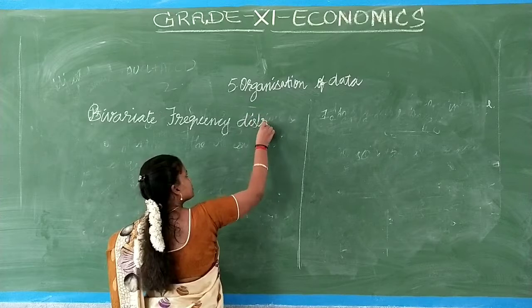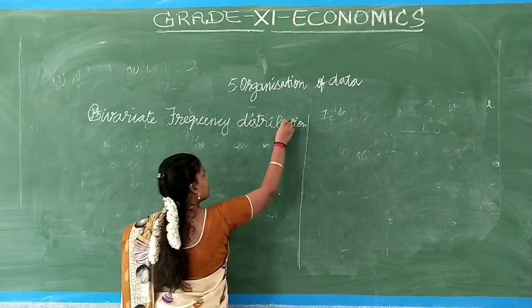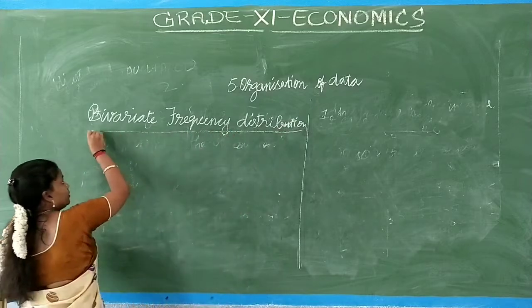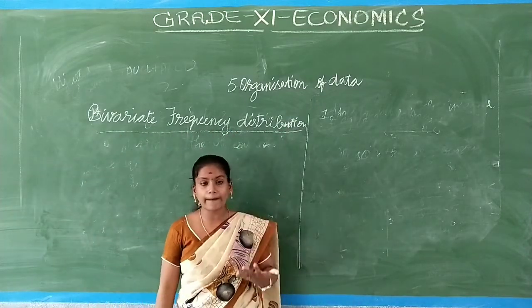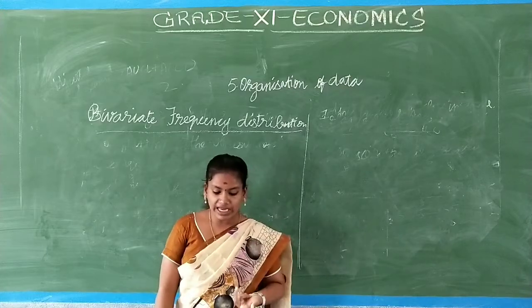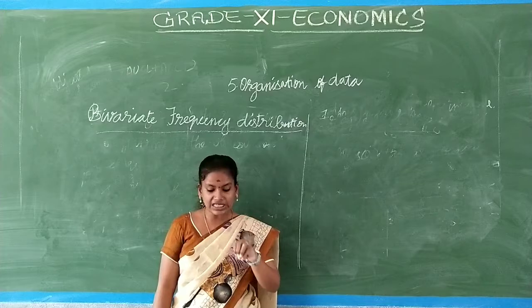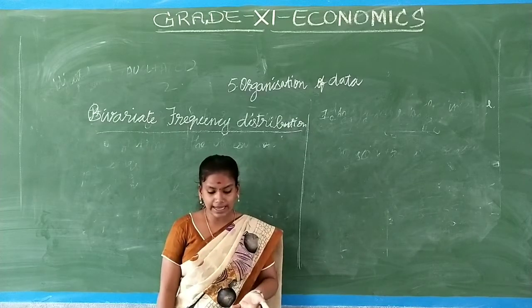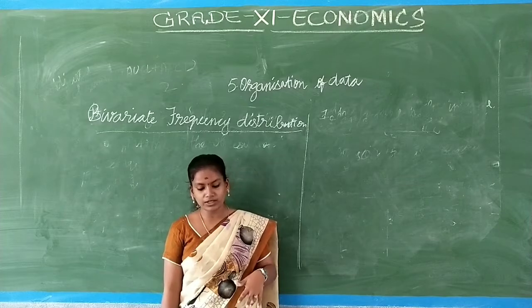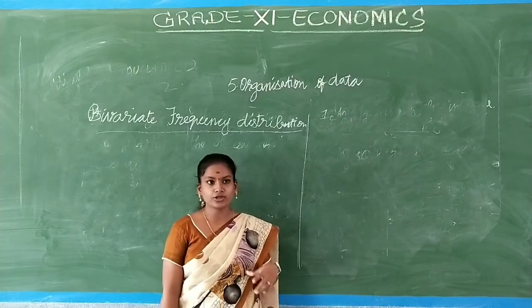What happens in this bivariate frequency distribution? What is it? Very often when we take a sample from a population, we collect more than one type of information from each element of the sample. For example, 20 companies from the list of the companies based in a city, where we collect data on sales and expenditure on advertisement.